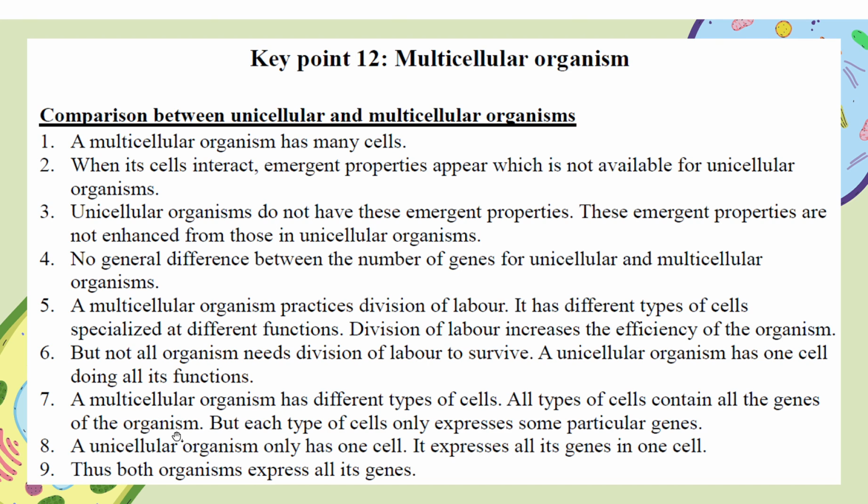But a unicellular organism does all the things in just one cell, so it expresses all its genes in one cell. That is the major difference. Many cells work together, versus one cell, lonely, working by itself.